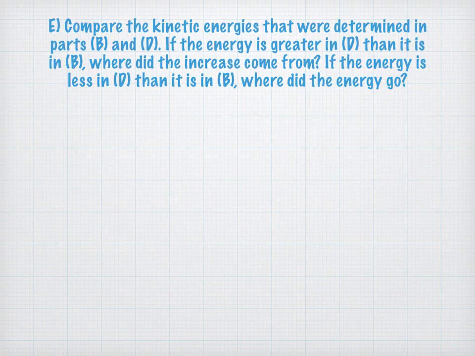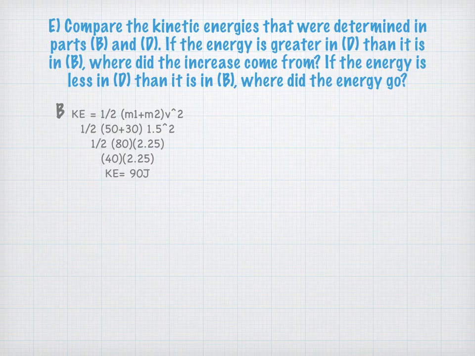Part E. Compare the kinetic energies that were determined in parts B and D. If the energy is greater in D than it is in B, where did the increase come from? If the energy is less in D than it is in B, where did the energy go?